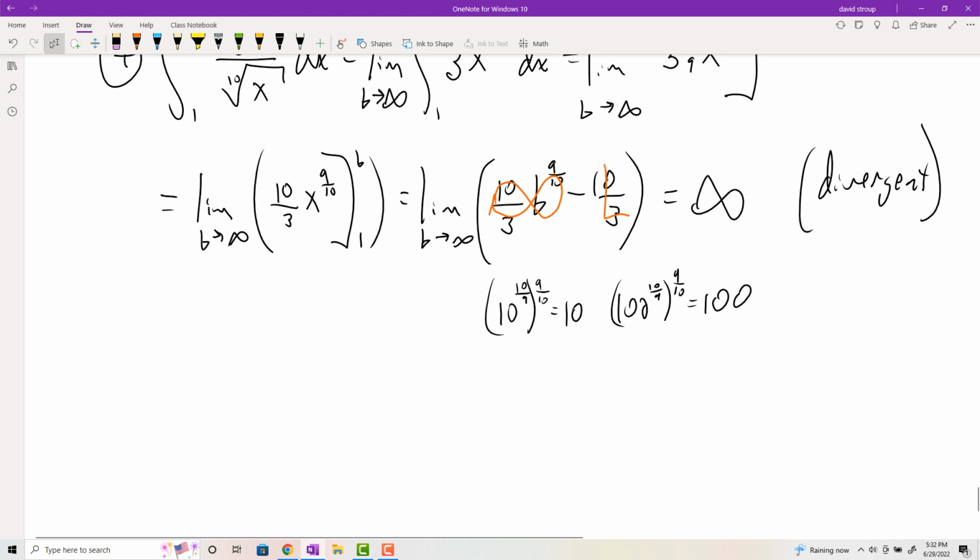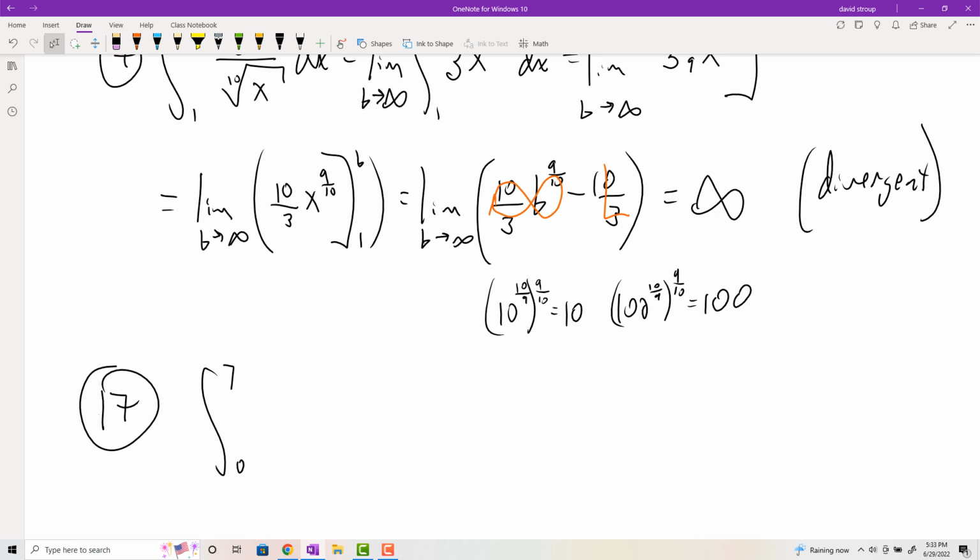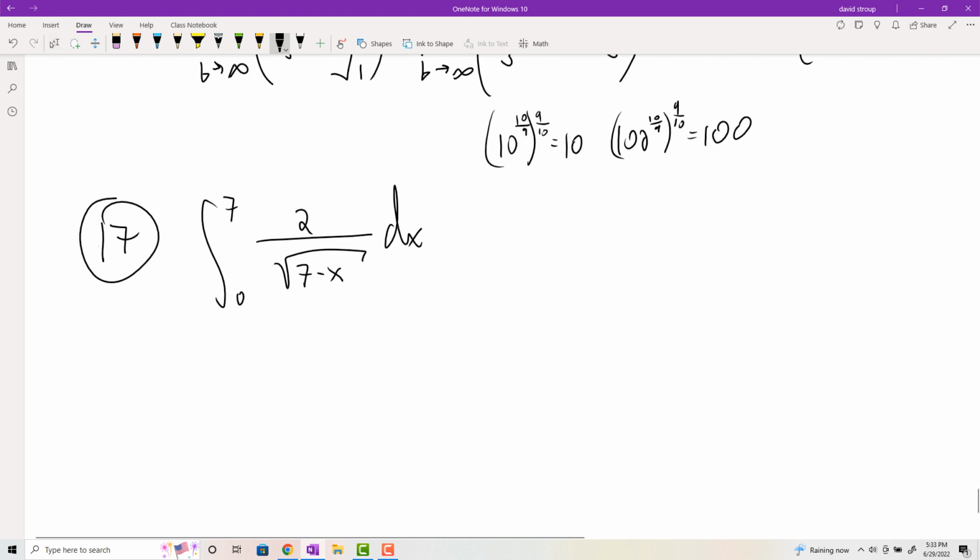Okay, so the infinite discontinuity type is usually where the issue in the integrand will be a division by 0. So here I have 2 all over the square root of 7 minus x dx. So where is the issue here? That's 7. If you plug 7 into the denominator, it will be 7 minus 7, which is 0. Square root of 0 is 0. 2 divided by 0 is undefined. So the issue is at 7.